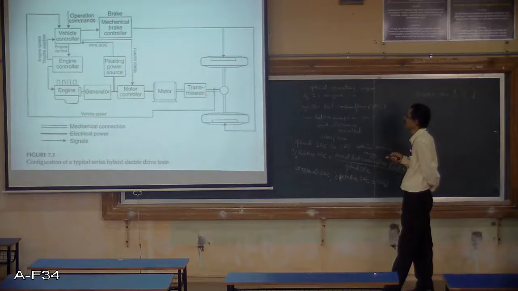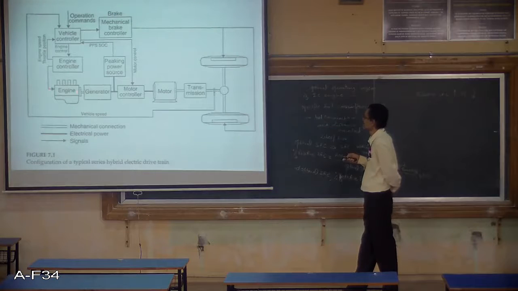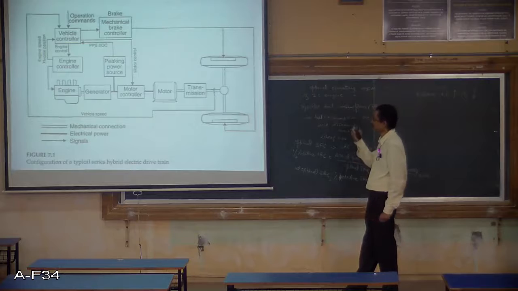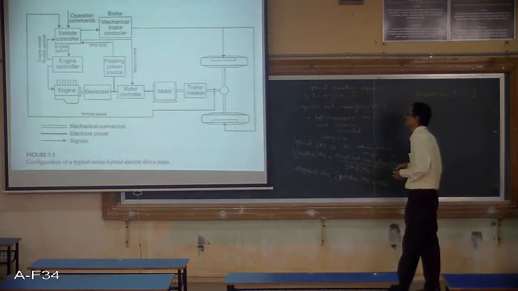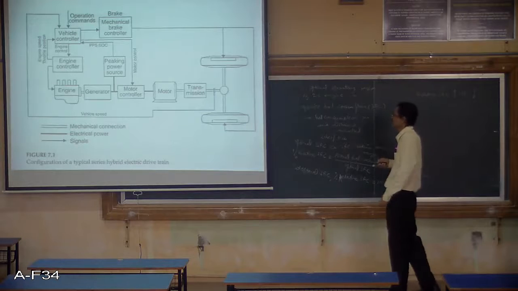Within that narrow range only you can run the engine, because this engine is not directly coupled with the transmission gear. It is connected through the generator, motor controller and then the motor and to the transmission gear. So that is why there is a freedom to operate this engine at any operating point or at any operating range. As a result, the efficiency of this engine can always be attained at its maximum value. That is the advantage of having this kind of hybrid electric vehicle operation.